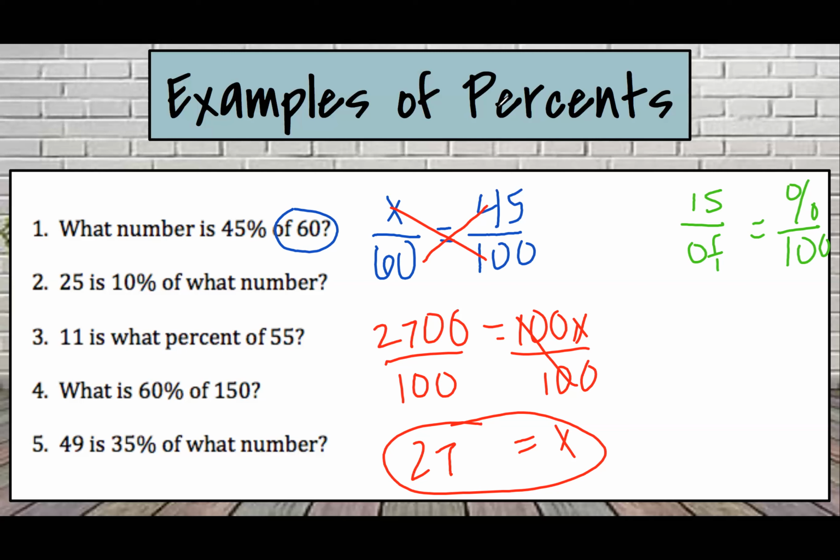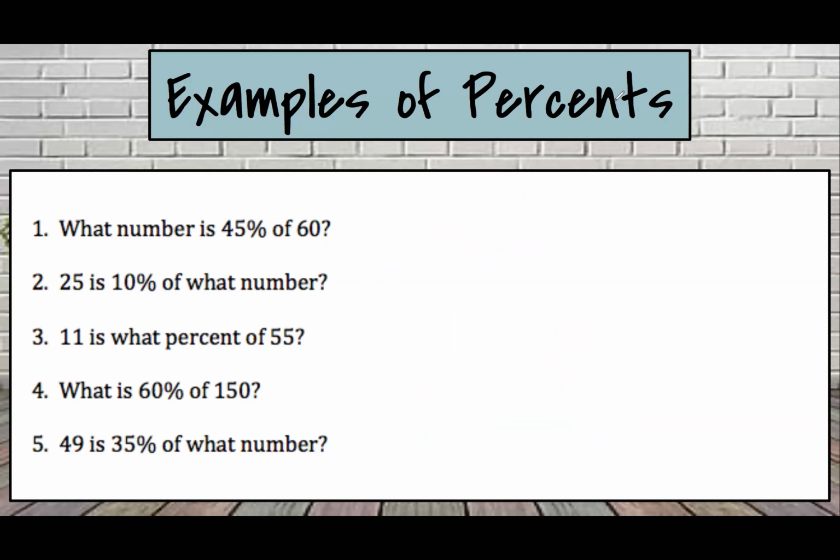All right, so let's clear all of this. Let's look at number 2. 25 is 10% of what number? So remember, we've got our little clue words. Is over of equals percent over 100. And then let's go ahead and plug everything in. 25 is 10% of what number?